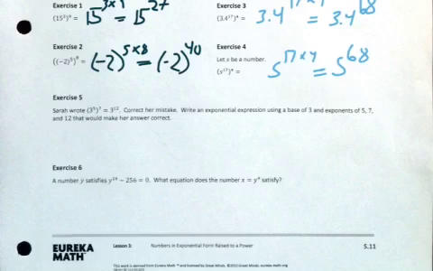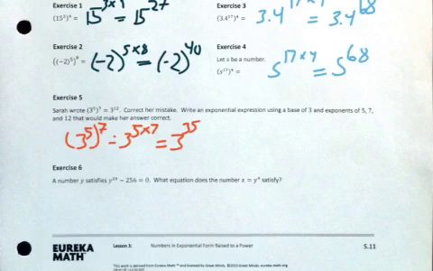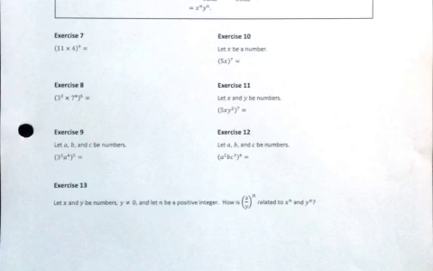So in this case, it would be 3 to the 5th raised to the power of 7, which is 3 to the 5 times 7, which equals 3 to the 35th power. Okay, we're going to skip the second part of the question. We're going to go ahead and move on. Take a look at the next page.